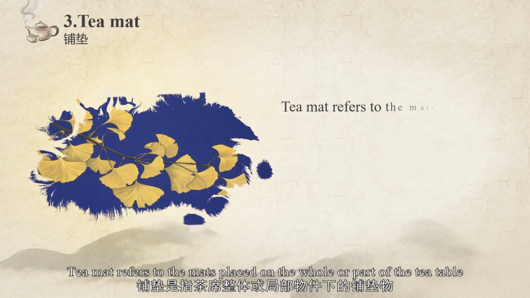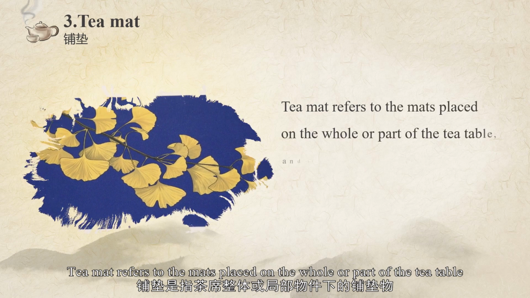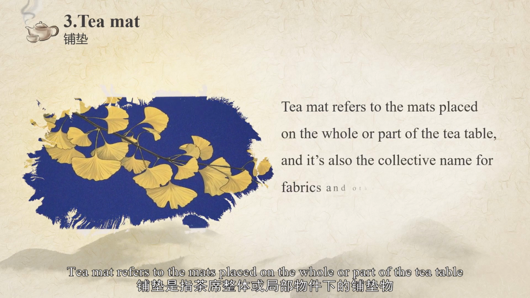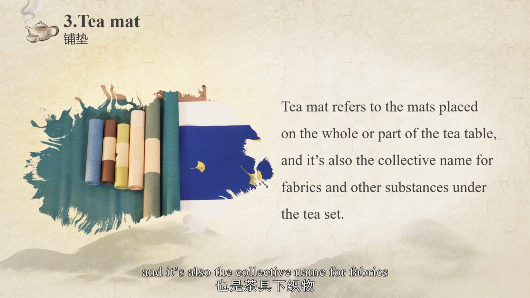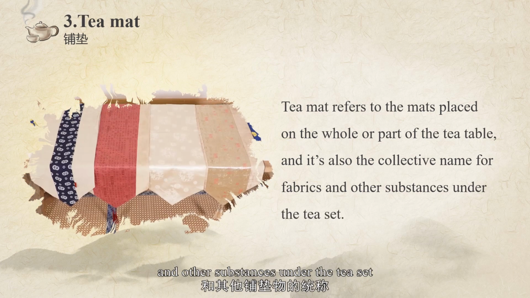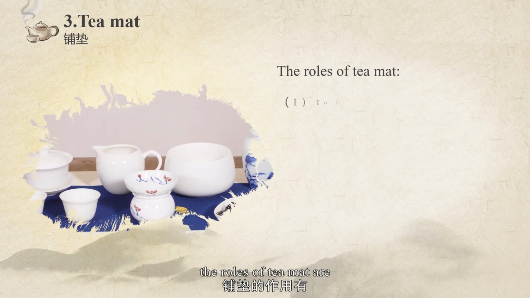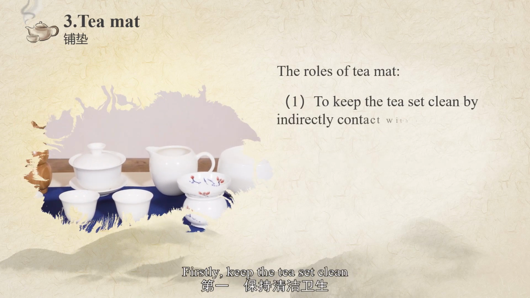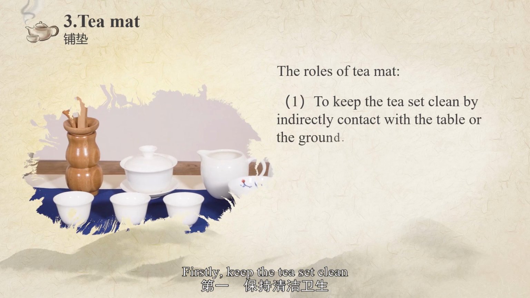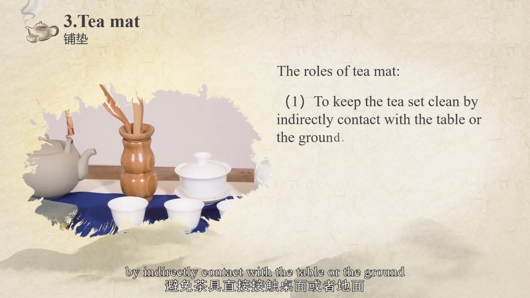Tea mat refers to the mats placed on the whole or the part of the tea table, and is also the collective name for fabrics and other substances under the tea set. The roles of tea mat are: firstly, keep the tea set clean by avoiding indirect contact with the table or the ground.